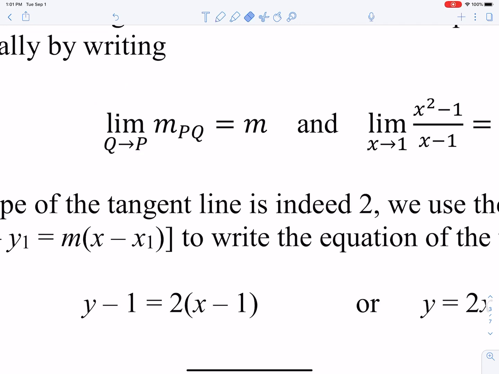Notation. Okay. The limit. So we say right here, the limit as Q approaches P. In other words, as we get that point Q infinitely close to P, the slope between P and Q equals M. M is the slope of our tangent line.